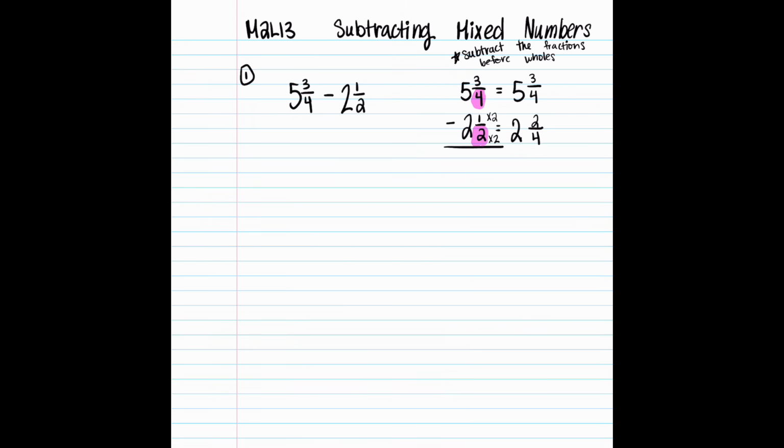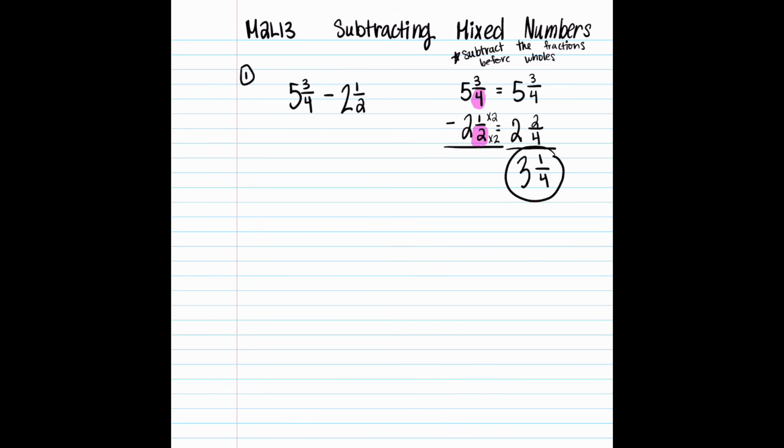Okay, so 3/4 minus 2/4, that is going to be 1/4. So our pieces stay the same, our denominators stay the same, and then we need to take that numerator minus that numerator to get our final numerator. Then I'm just going to do 5 minus 2 to get 3. So 3 1/4 is my answer.